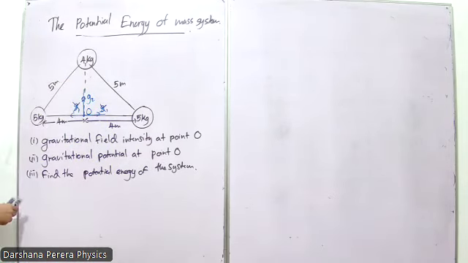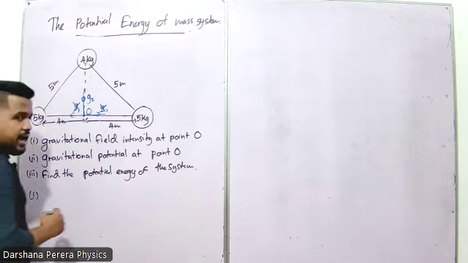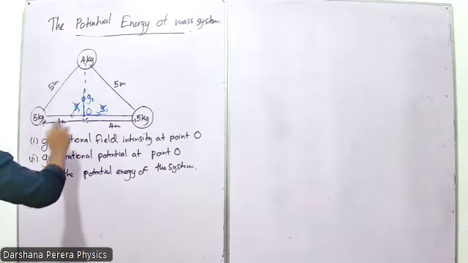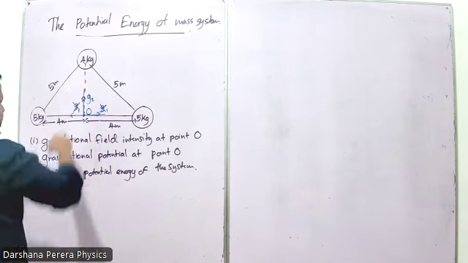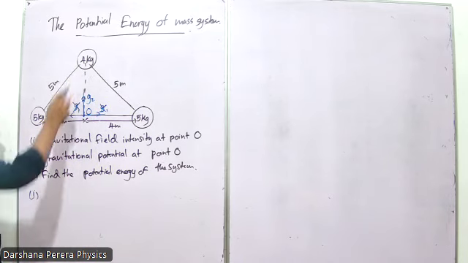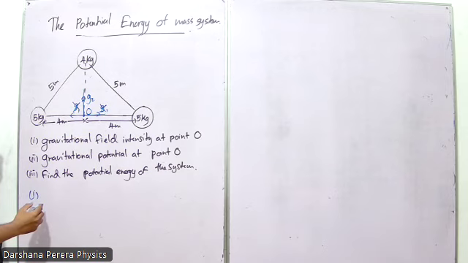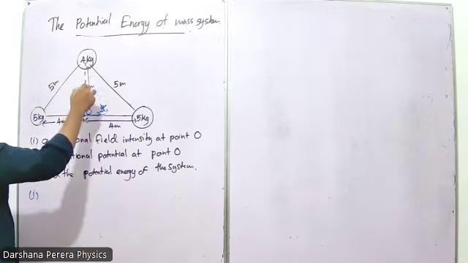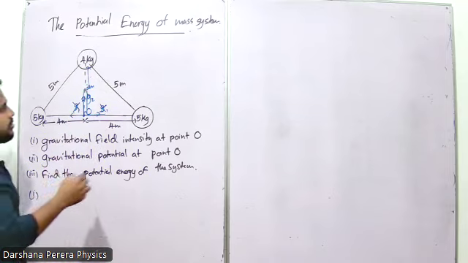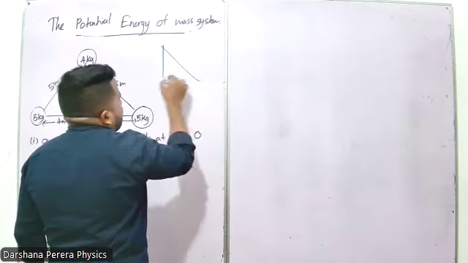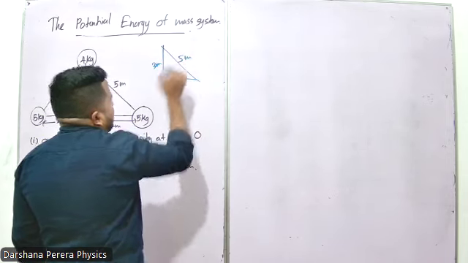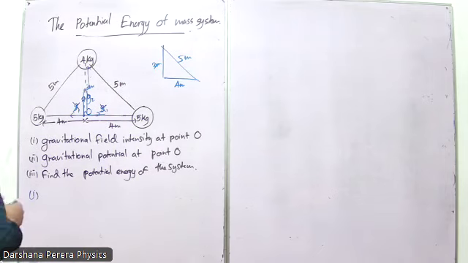So for the first one, what is the gravitational field intensity at point O? This is the point O. So we only get gravitational field intensity from the 4 kilogram. So what is the length? We know 3 meters, no? Pythagoras theorem. If 4 meter, 3 meter, then it is 5 meter. Right. So this is 3 meter.